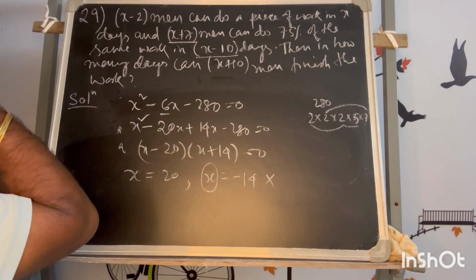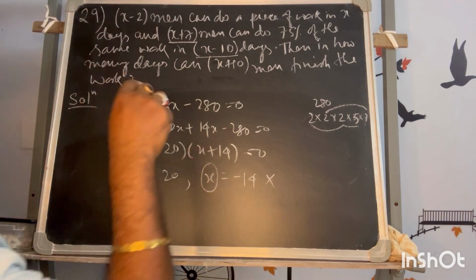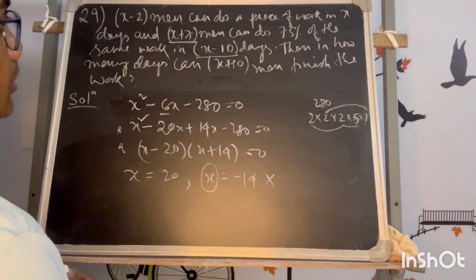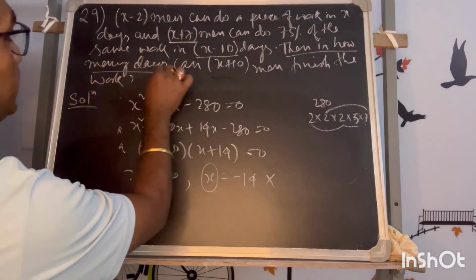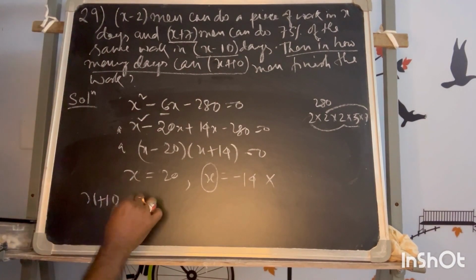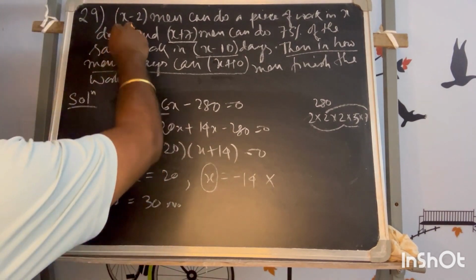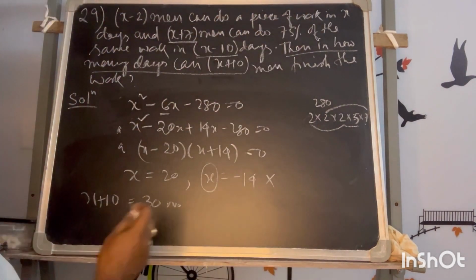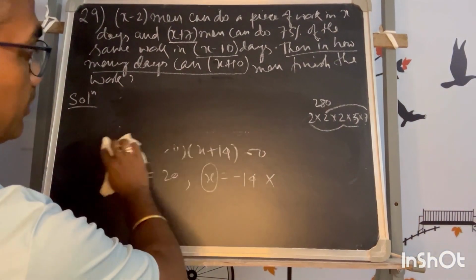Now x is equal to 20 is the answer, meaning the value of x. Then how many days will x plus 10 men take? So x plus 10 is how many men? That is equal to 30 men. Okay, now you can take any of this information that is given initially.